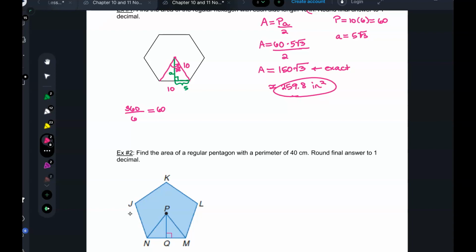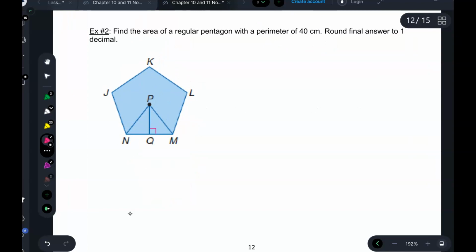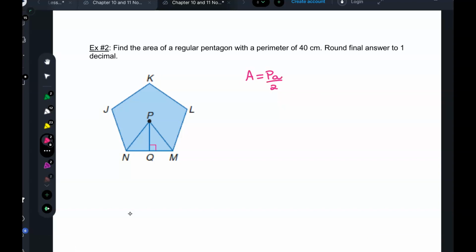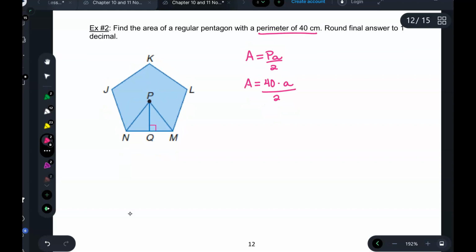All right, now we're going to do a pentagon. So there's 5 sides. Area still. The perimeter we have is 40. 40 divided by 5, so every side is 8. Now 360 divided by 5, because now we have a pentagon.